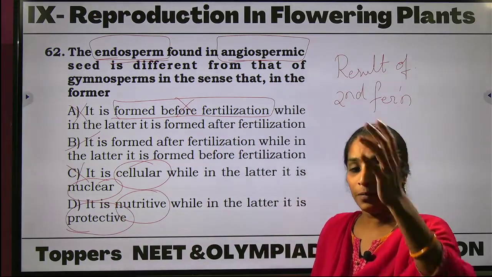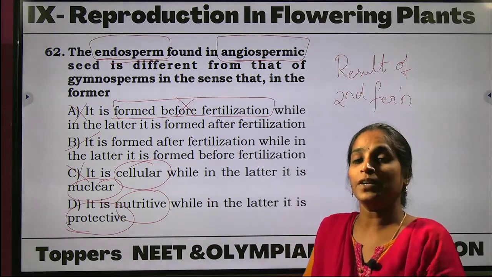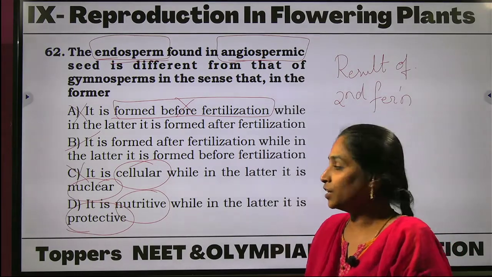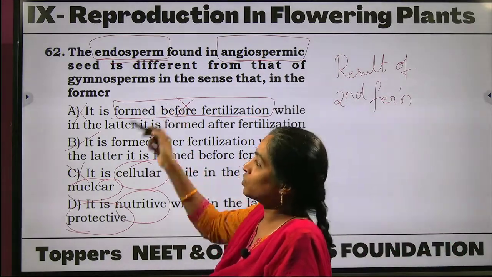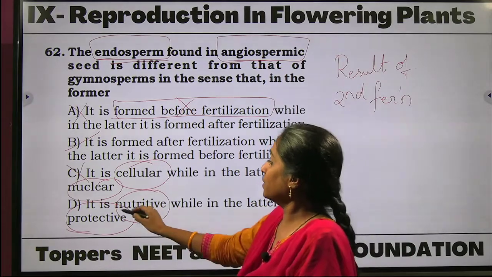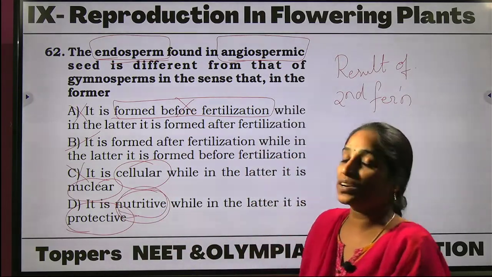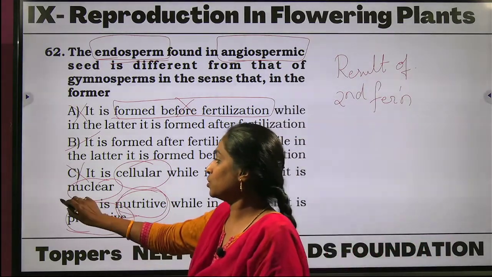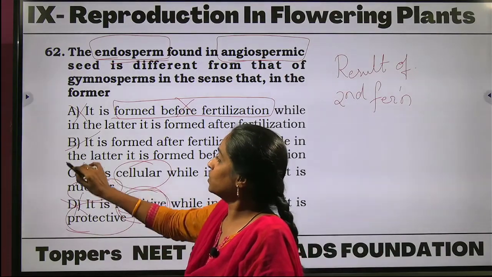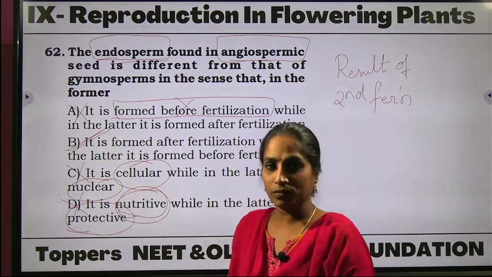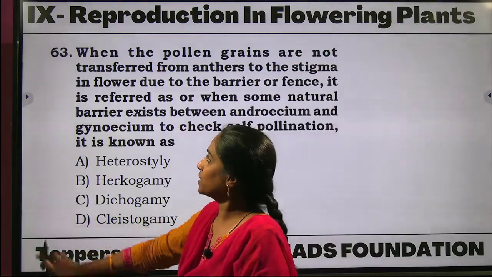The carpi region, the outside peel of the fruit, is a protective layer. Okay, so the gymnosperm is not a protective layer and the endosperm is not a nutritive layer. So option D is also wrong. So option B will be the correct one. Okay, coming to the next question.